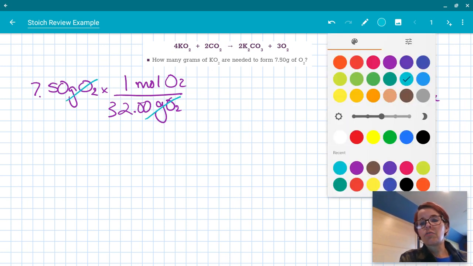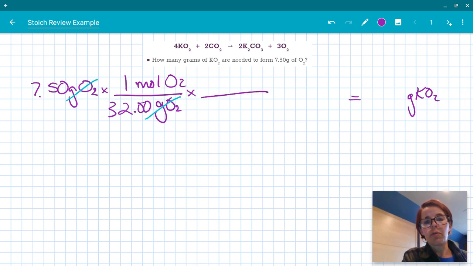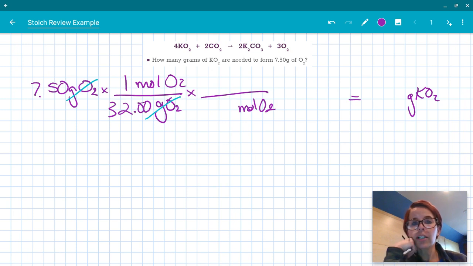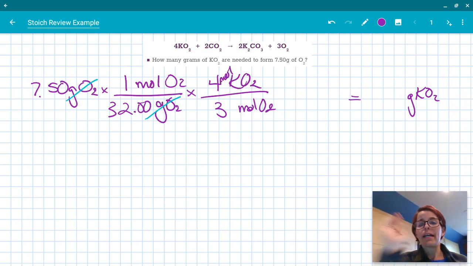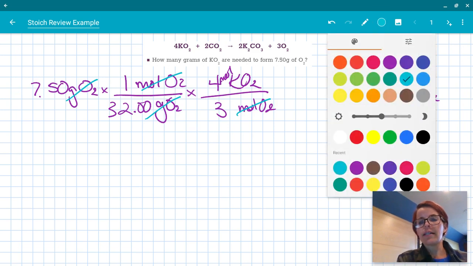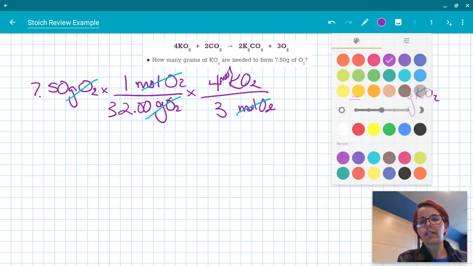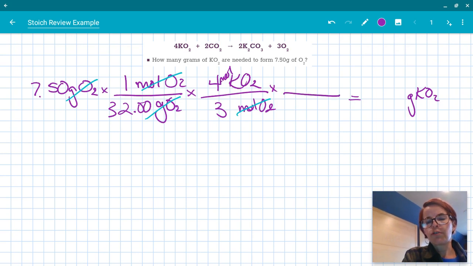And now we're going to continue with our conversion factors. Now we know we want moles of oxygen on the bottom to get them to go away. And this is where we're going to use our mole to mole ratio. So I see that for every 3 moles of oxygen, we need 4 moles of KO2. Oops, I should have written mole there. There we go. And that allows my units to cancel for moles of oxygen. So now I'm in moles of KO2. And last, I'm going to convert that, wrong color, I'm going to convert that into grams for our final answer.